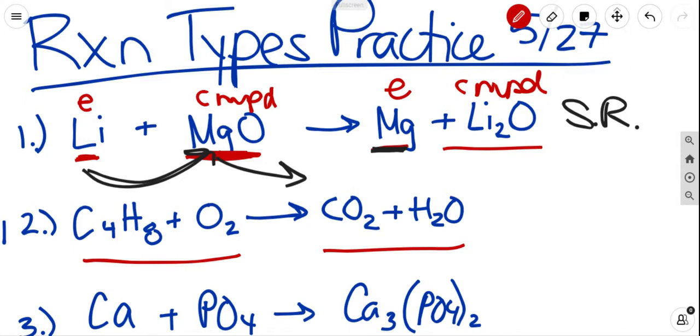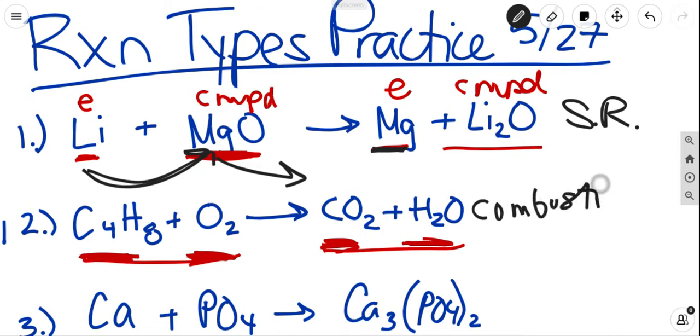Do I have a hydrocarbon? Well, yeah, there's my hydrocarbon right there. Do I have oxygen to sustain a fire? Yeah, it's right here. And it always produces carbon dioxide and water. So I have all 4 parts of a combustion reaction.